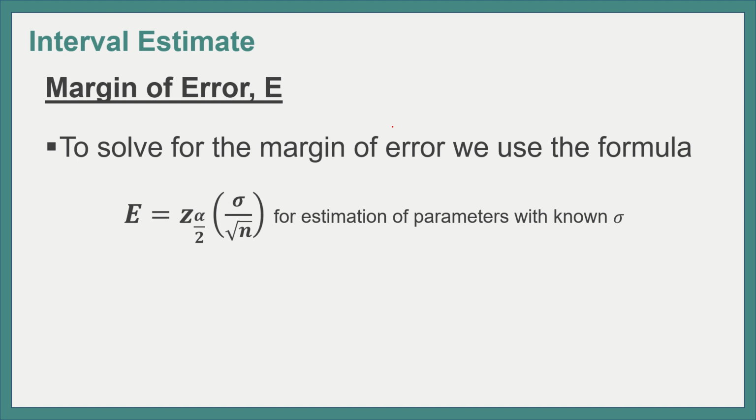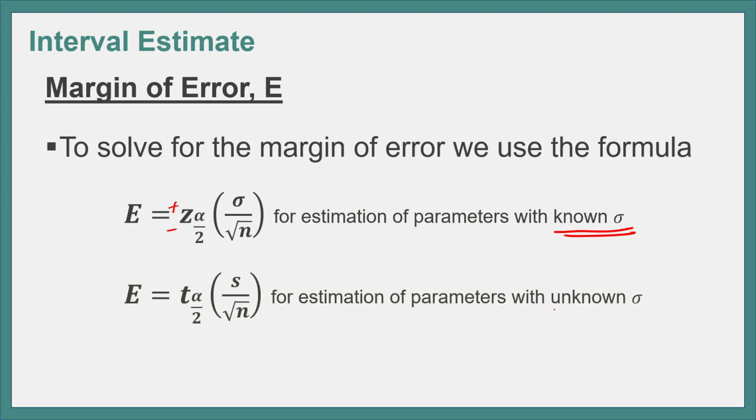Also, to solve for the margin of error, we have two formulas. First, we have the formula E is equal to positive or negative critical value, or confidence coefficient, times the quantity population standard deviation divided by the square root of the sample size. This equation is used when our population standard deviation is known.